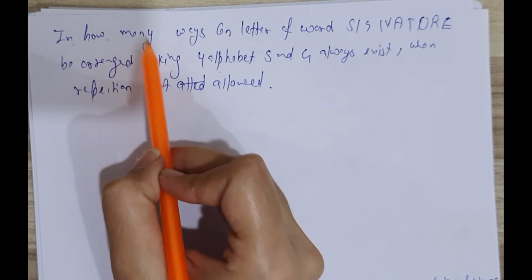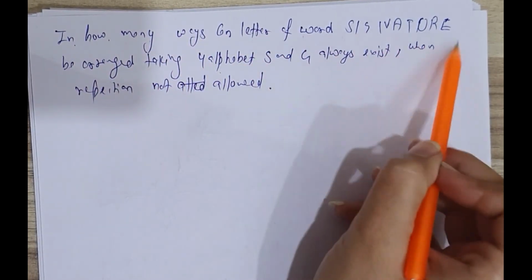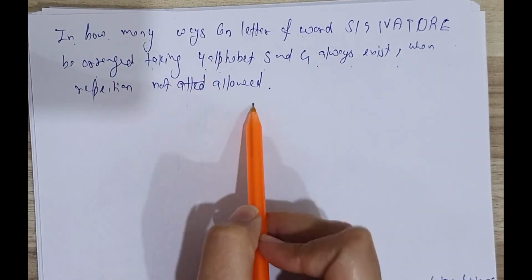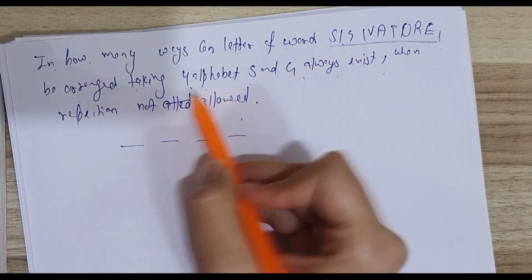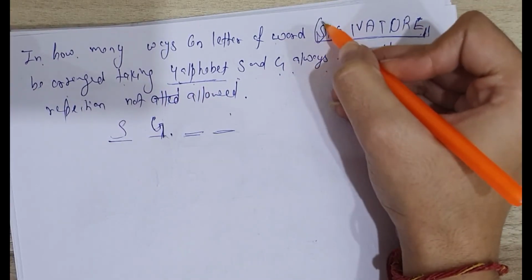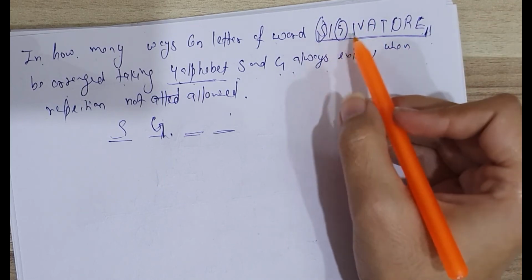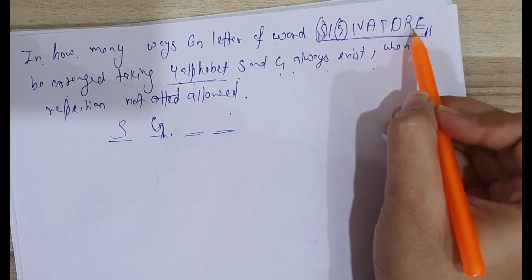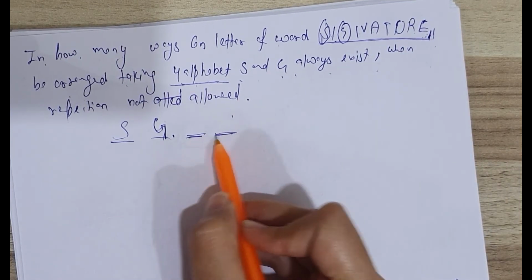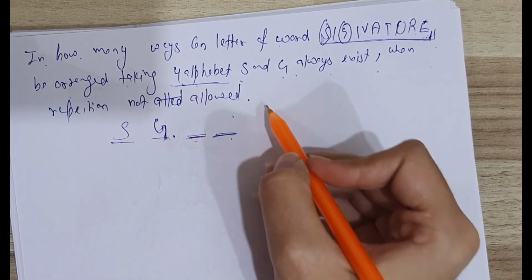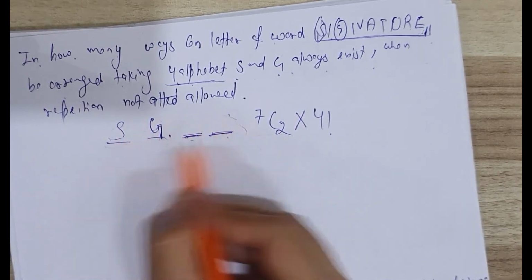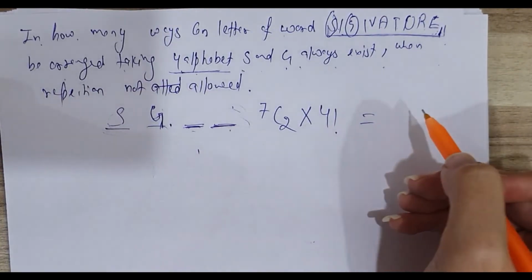Now next question: in how many ways can the letters of the word SIGNATURE be arranged, taking 4 alphabets where S and G always exist, when repetition is not allowed? Here from the word signature we have to take 4 alphabets where S and G are fixed. If S and G are fixed, then we are left with 1, 2, 3, 4, 5, 6, 7 alphabets. From 7 alphabets we have to choose 2 to fill these 2 spaces. It means 7C2 into 4 factorial because they can shuffle around each other. Now solve it and you will get your answer.